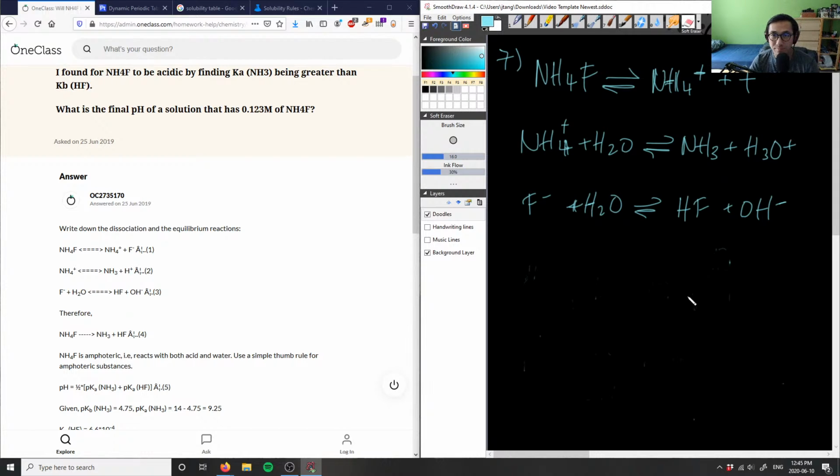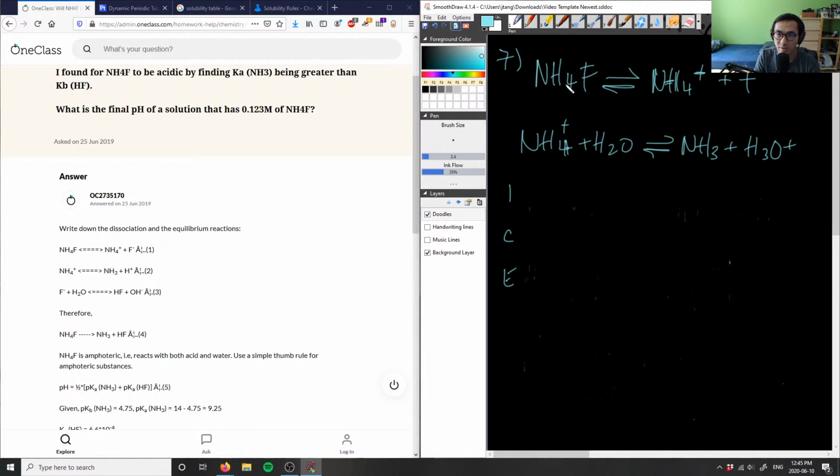So let's see. I'm going to use this first formula here. Let me just erase this as well. And then I'm simply just going to do an ice table instead. Again, I was going to do a Henderson-Hasselbalch because I saw the solution, but I think an ice table is a little bit more appropriate here.